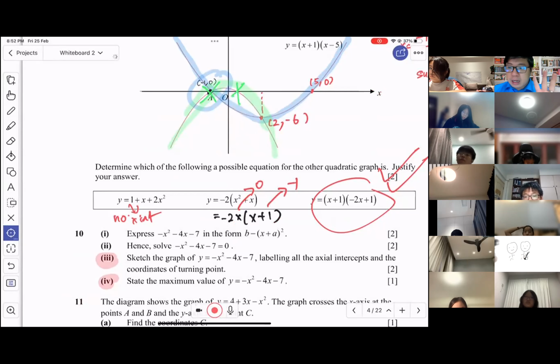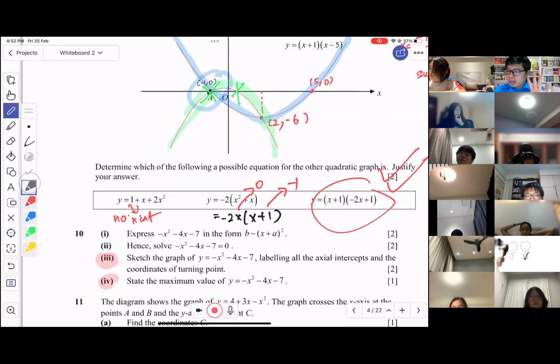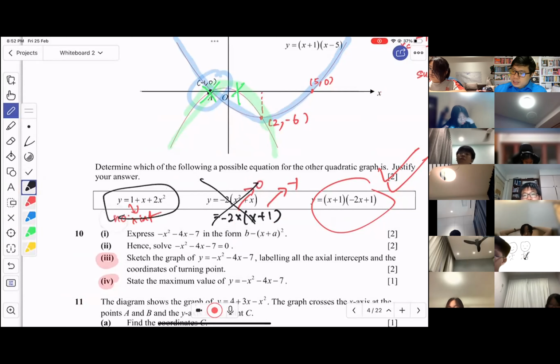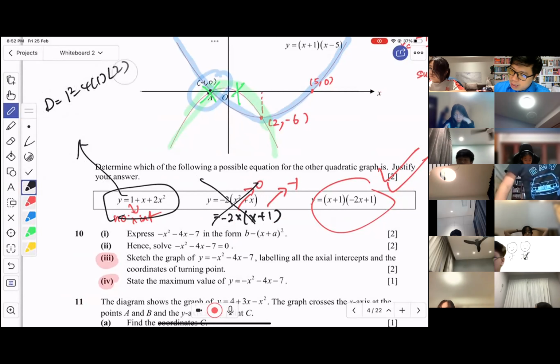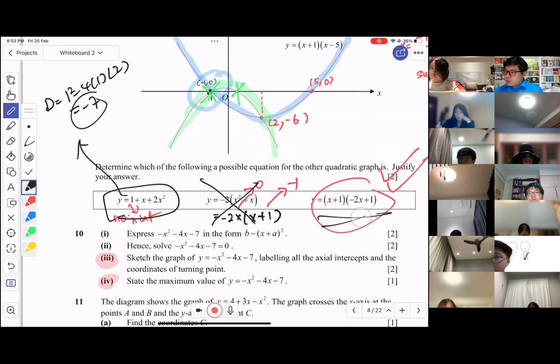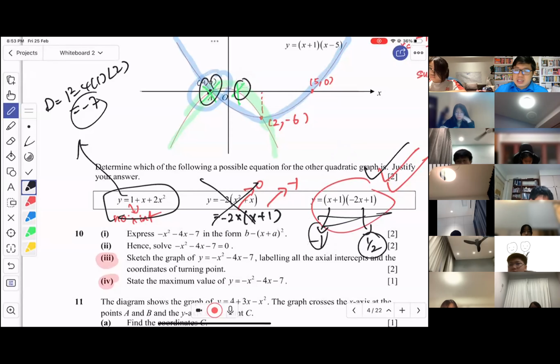I can't really see, but I see you nodding your head. So this one I cross off. This one has no x-intercept. If you check the discriminant, b squared minus 4ac, this is negative 7. There are no real roots, so there is no intercept. So it has to be this one, because you will see one of the intercepts is negative 1 and the other one is half. Quite obvious. It looks very nice, it is this one.